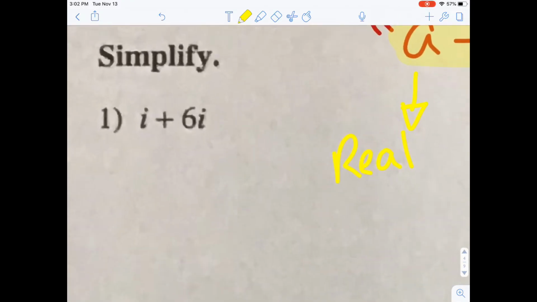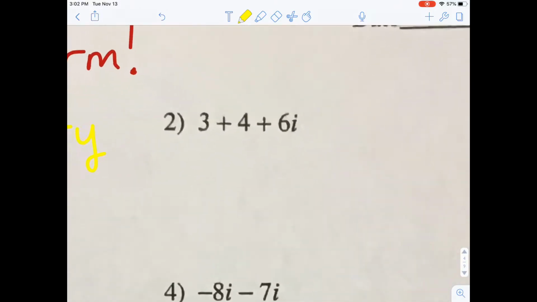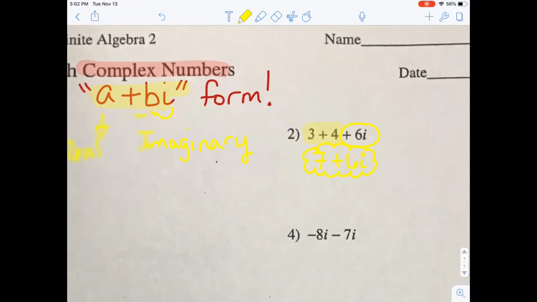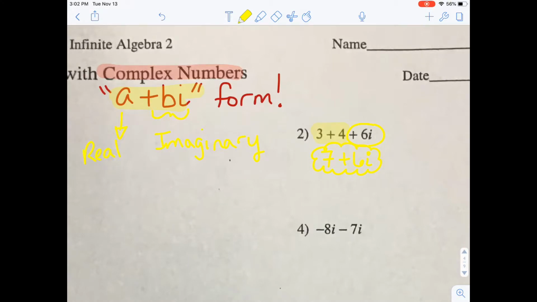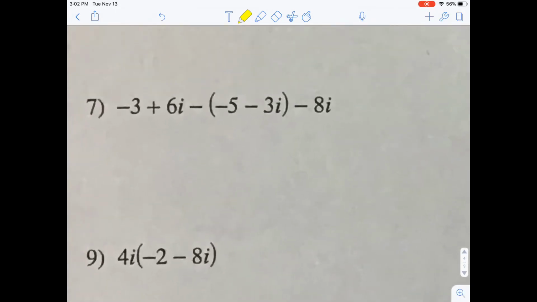Let's look at question 1. If I have 1i plus 6i, that would give me a total of 7i, right? But if we look at question 2, you'll notice that we have two components. We have a real component, 3 plus 4, that is 7, and then we have an imaginary component, that is 6i. You want to write the real component first, the imaginary component second, and that puts it in the a plus bi form. But what happens whenever we start to get a little more complex, like number 7?